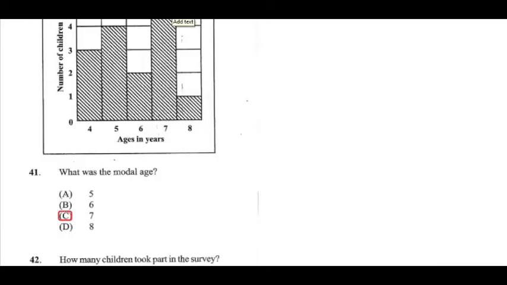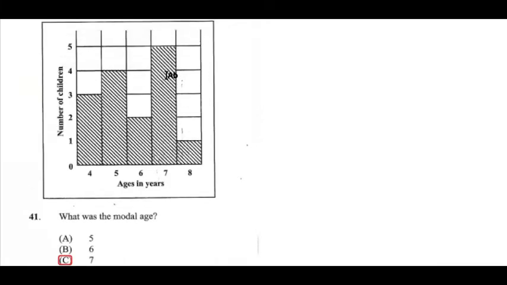So guys, I need to know the difference between mean, mode and median. In this case, they're asking us what was the modal age. So mode is looking at the one that occurs the most. From the histogram, you can see that the tallest bar is the one that corresponds with the age group 7, which is the number of children being 5. So therefore, the one that occurs the most is 7, and therefore answer 41 is C, as there are 5 children in the age group 7 that participated in the survey.